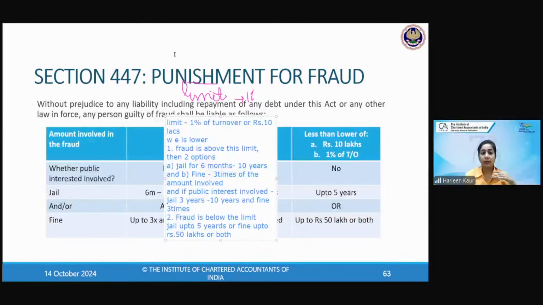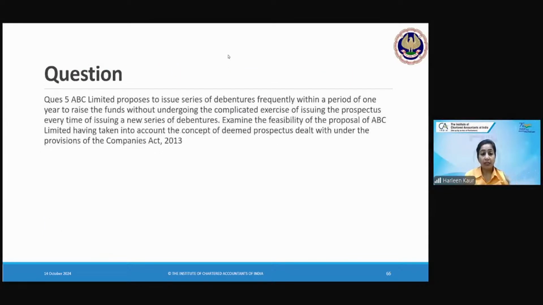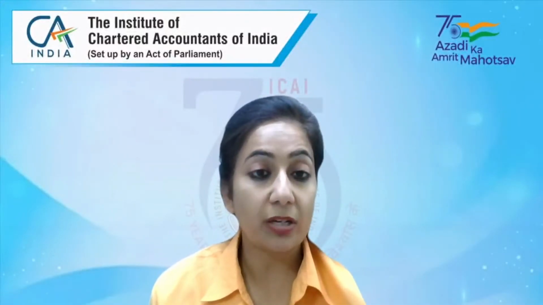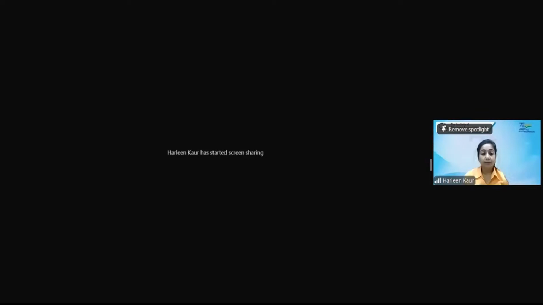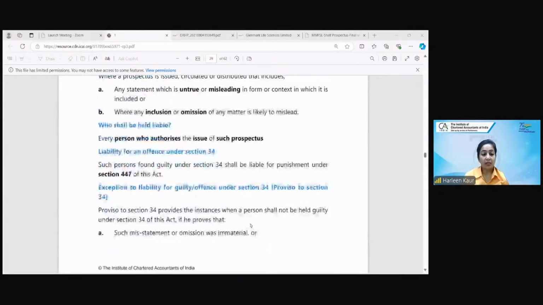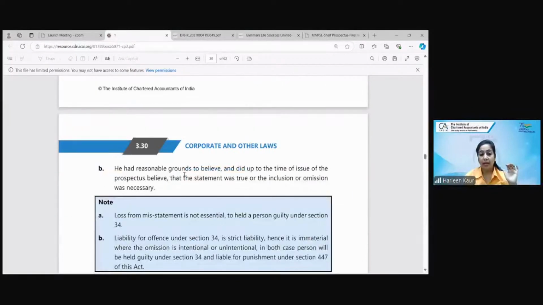Is that clear, students? So I have certain questions for you, which I believe we will have to take in the next class, because certain things are left from the study material also. So we have already done this. Somebody was asking, ma'am, where are the defenses given? This is the defense, beta. Exception to liability means the defenses, misstatement and reasons to believe.